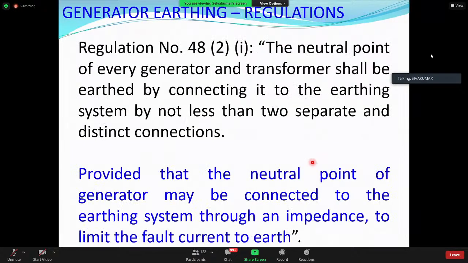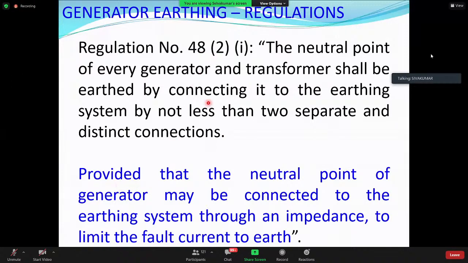Now, when you come to the regulation, what does the regulation say about impedance grounding? Same CEA regulation, regulation number 48, sub-regulation 2, class 1 says, the neutral point of every generator transformer shall be earthed by connecting it to the earthing system, not less than 2 separate and distinct connections. Here, regulation 48 is for voltage systems having voltage above 650 volt.